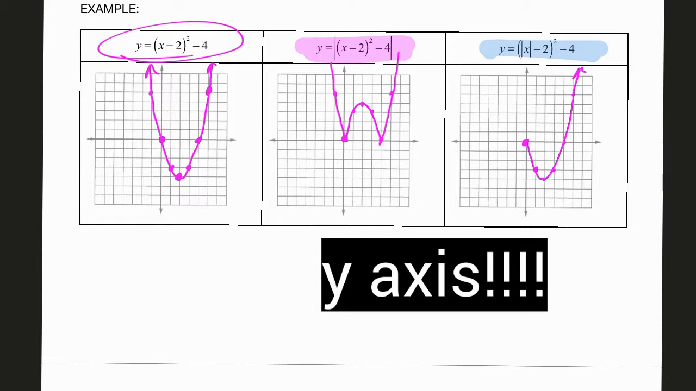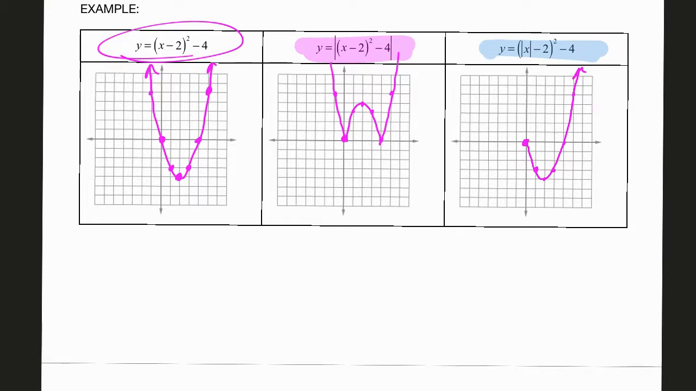All this remains unchanged. All the positive values of x remain unchanged. And then once you've graphed that, you just reflect it over the y-axis to get the other part. So that and that and that and 1, 2, 3, 4. I'm pretty sure it's that.